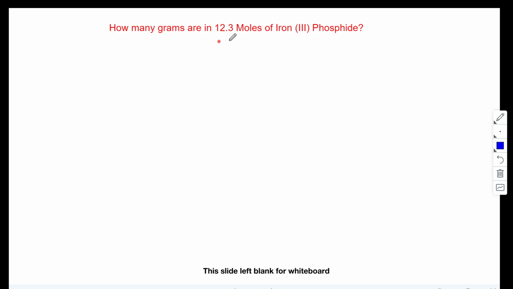And this one here says that we have 12.3 moles of iron 3 phosphide. Okay. So what we're going to do is say, all right, what do we have? We have 12.3 moles of iron 3 phosphide. And this one ends up being FeP, because the 3 charge from the iron is going to combine with the phosphide charge, which is also -3, and then they crisscross.